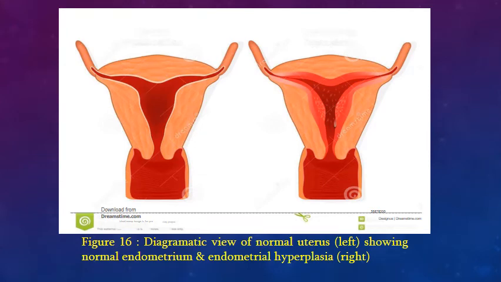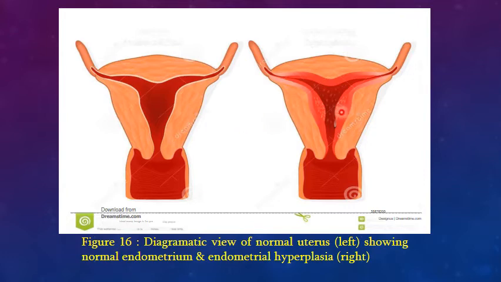This picture is a diagrammatic view of the normal uterus. Look at the endometrium. This is the endometrial cavity. This is a fallopian tube. This is the cervix of the uterus, and this is the endometrium, and this is the myometrium.